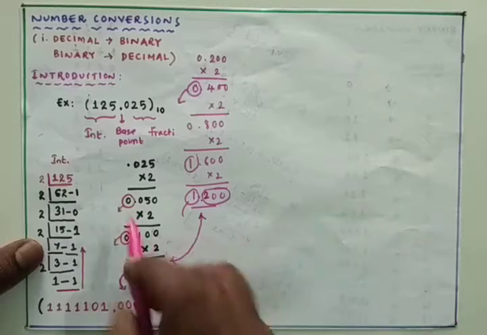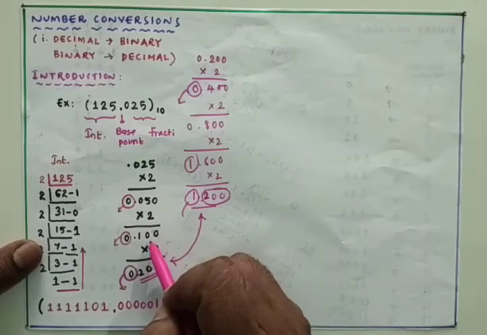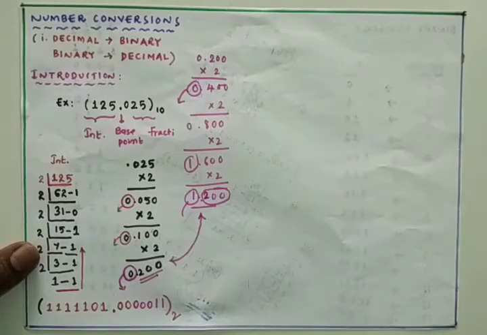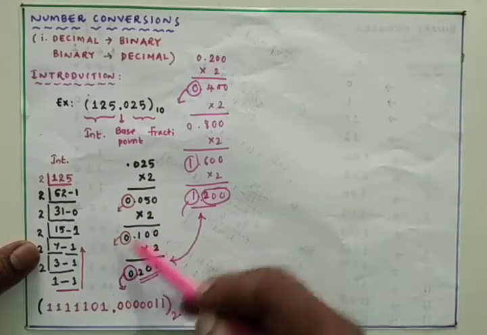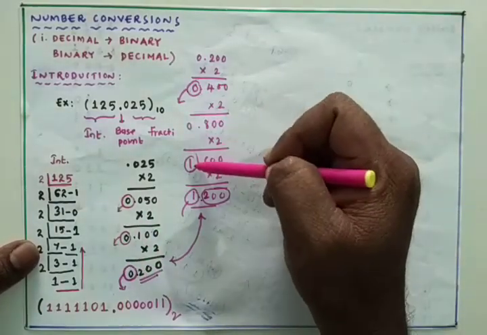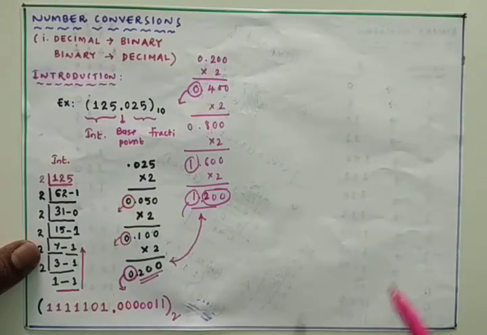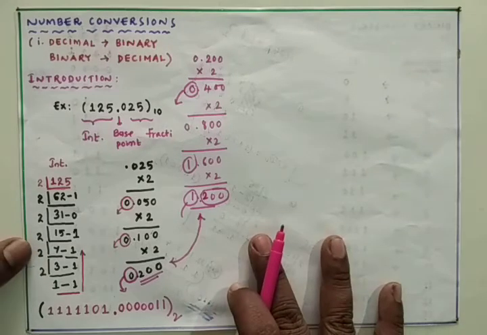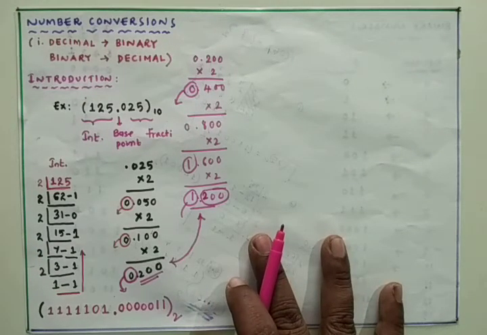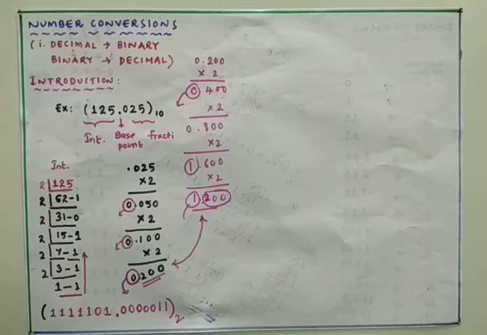So here 0.050, 0.100. Likewise you can go with 3 zeros, 0.400, 0.800, and followed by the double 1, 5 zeros followed by double 1. If you proceed like this, you can get the answer like this. This is the equivalent conversion of the number system. This is how we go through the decimal to the binary, and after that we can go for the next one.